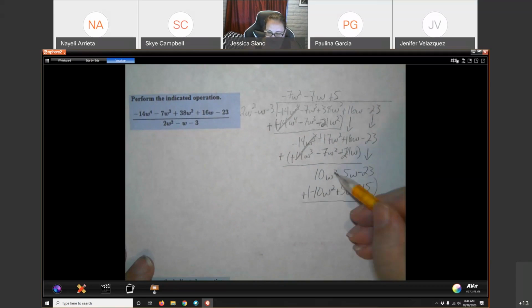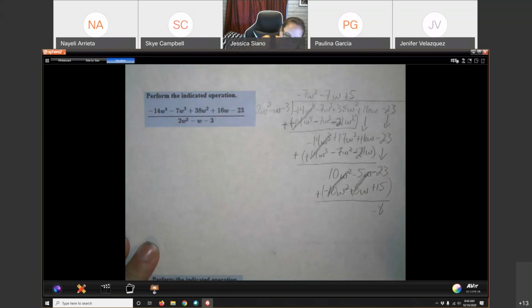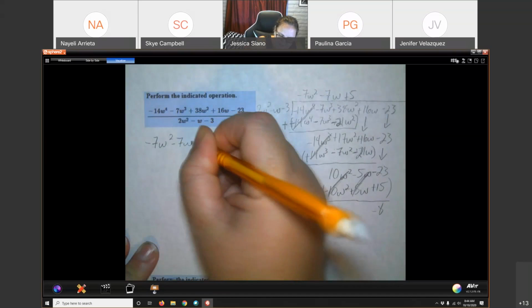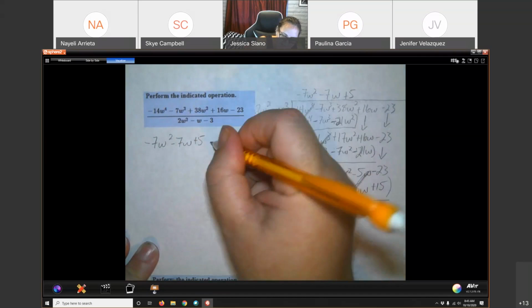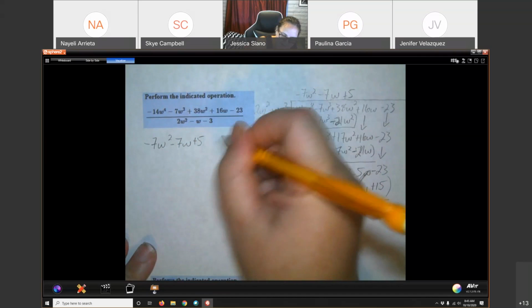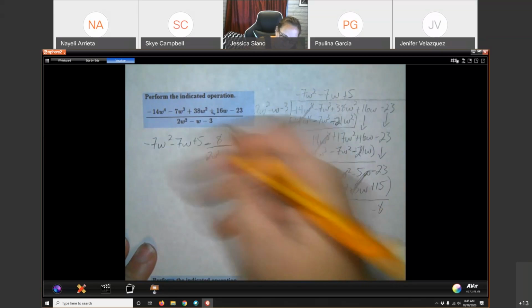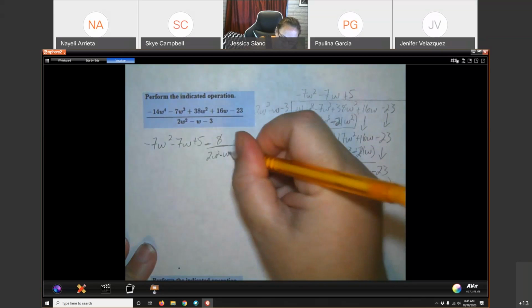10w squared and negative 10w squared cancel. And in fact, a negative 5w and a positive 5w cancel also. Negative 23 plus 15 is going to be a negative 8. So then my final answer here is negative 7w squared minus 7w plus 5. And then I honestly don't know if they want plus and then a minus, or if you would just do minus 8 over 2w squared minus w minus 3.